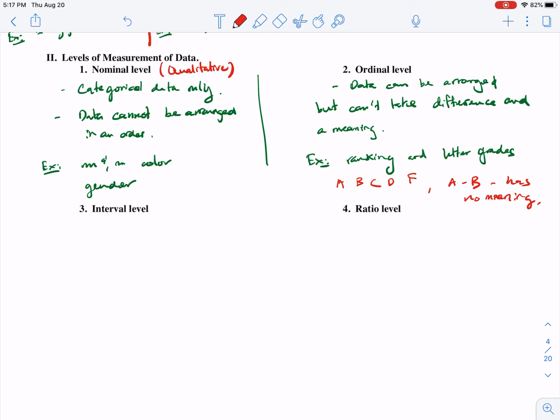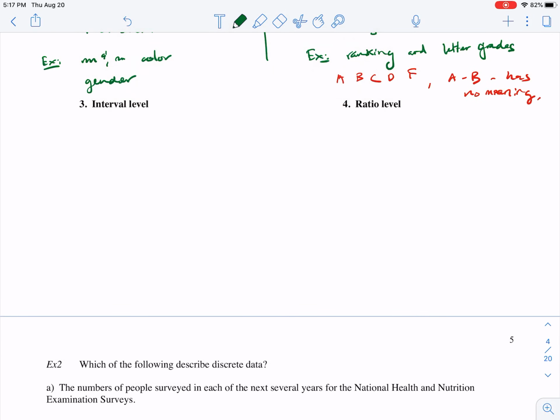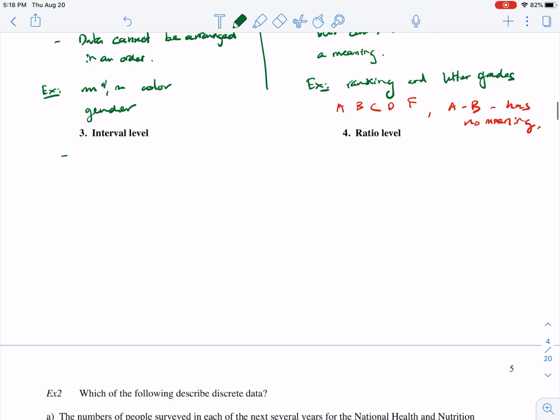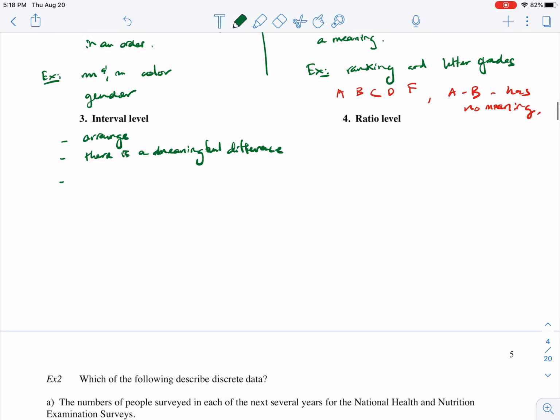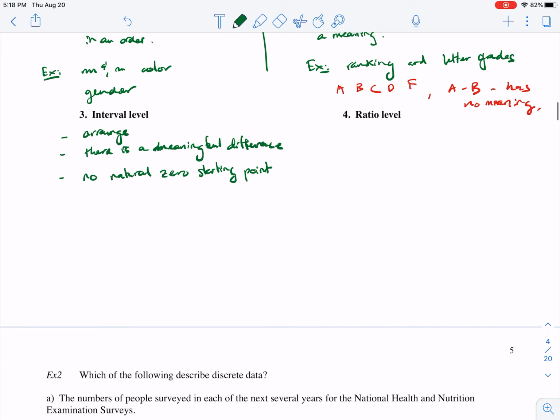Next, we have the interval level. Data at this level can be arranged, and there's a meaningful difference. However, there's no natural zero starting point, and ratios are meaningless.